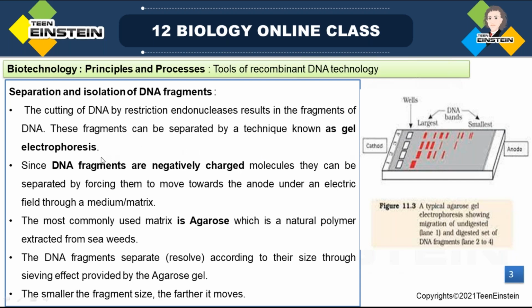Got it? So cutting of DNA by restriction endonuclease makes the fragments of DNA. So these fragments, we can separate by using which technique? The technique is called gel electrophoresis. The DNA fragments, which are negatively charged, will move towards the positive charge. And that's how we are separating the DNA fragments.